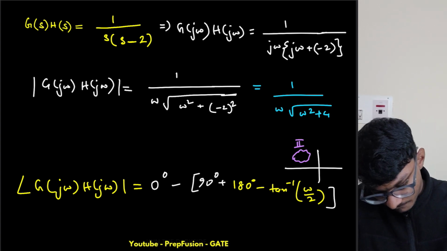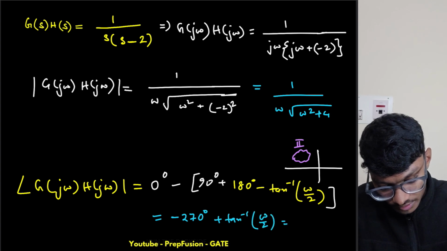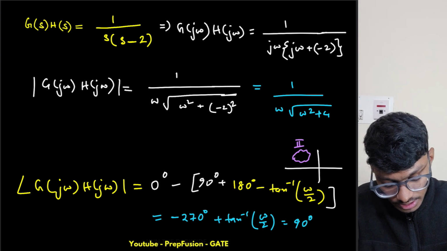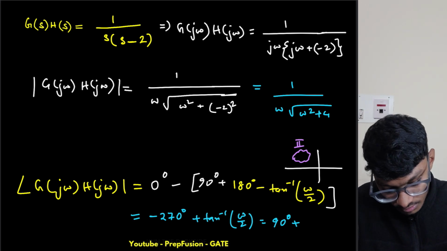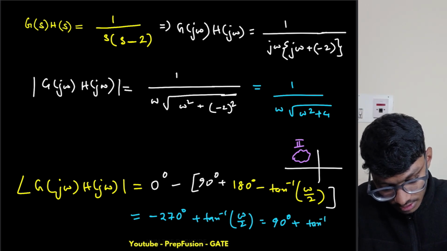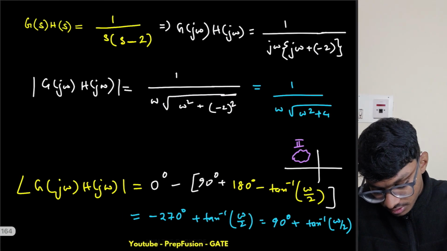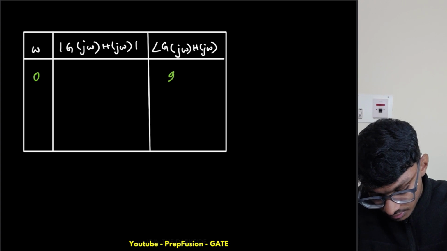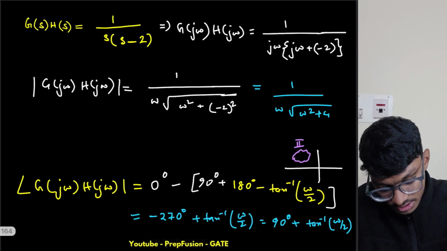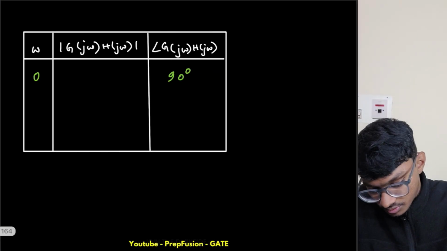So what is this? This is basically minus 270 plus tan inverse omega by 2, or you can say I'm adding 360, so 90 plus tan inverse omega by 2. So how will my angle calculation look? This time, if my omega is 0, I'm starting with 90 degrees. And if my omega is infinity, I will go to 180. I just simply added 360 degrees.